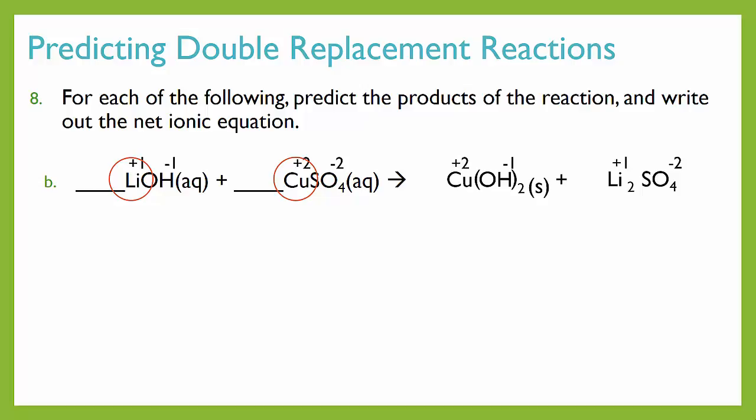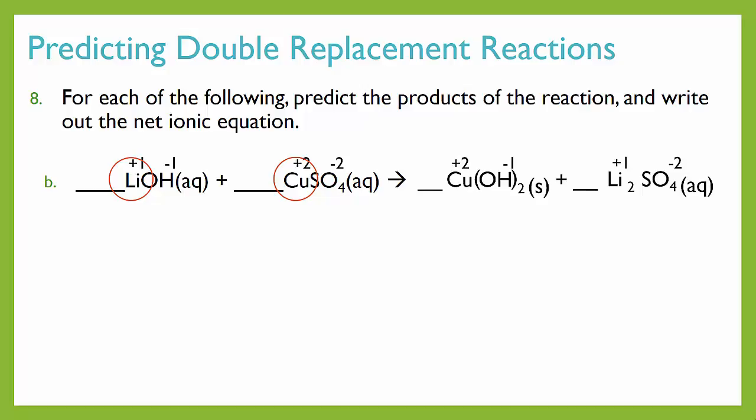Copper hydroxide, if we look at our solubility rules, we see that hydroxides are usually insoluble, and there's a couple of exceptions like group 1 and ammonium, but copper is neither of those exceptions. Therefore, copper hydroxide is going to be a solid. So this reaction happens. For my lithium sulfate, lithium is a group 1 ion, and those are always soluble with no exceptions. So that will be aqueous.